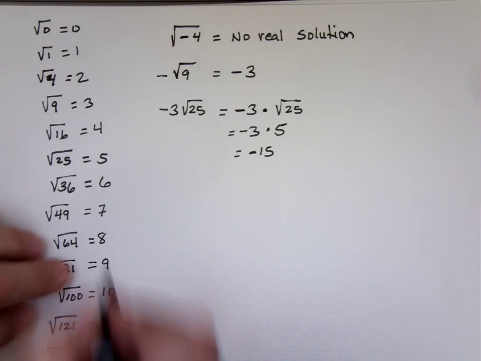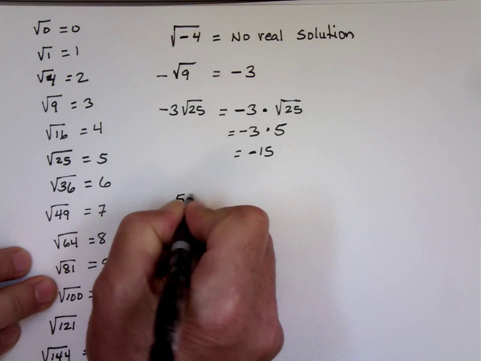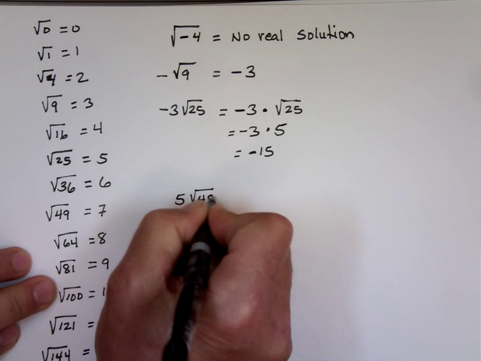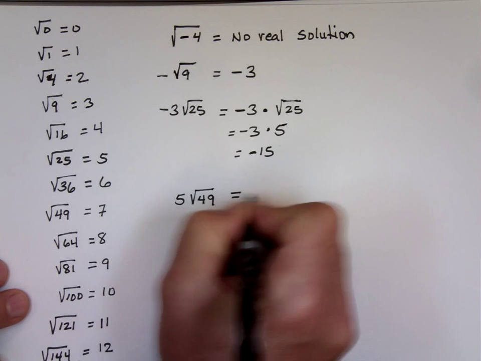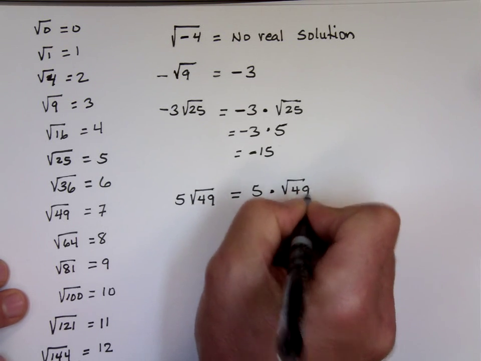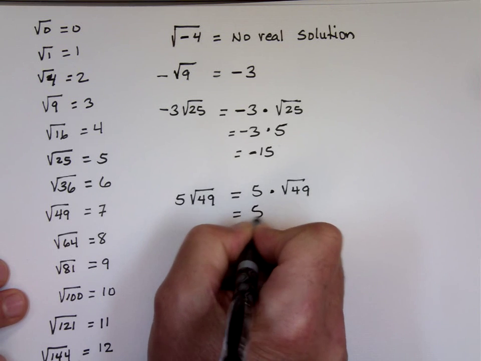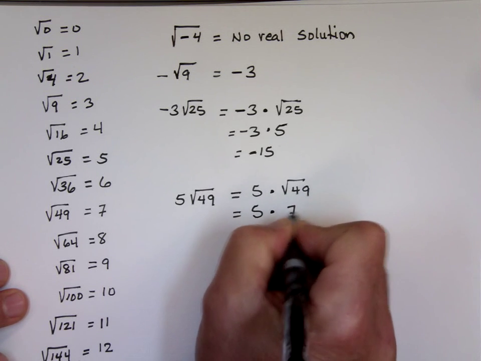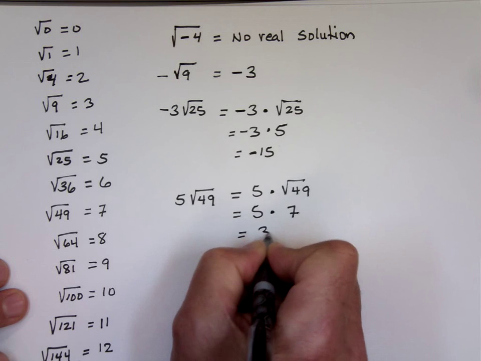What is 5 times the square root of 49? That's 5 times the square root of 49. The square root of 49 is what? 7. 5 times 7, which is 35.